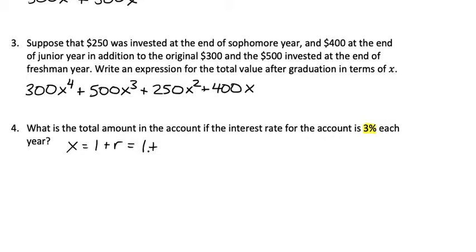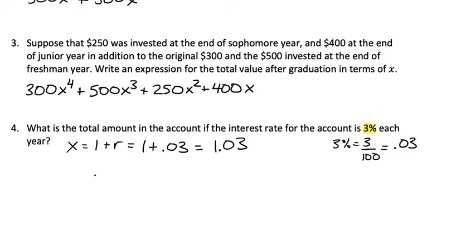Now we would not write 1 plus 3 here. We have to convert the percent to a decimal. So 3% is equal to 3 divided by 100, or move the decimal point 2 places, 0.03. So 1 plus 0.03, which is 1.03.